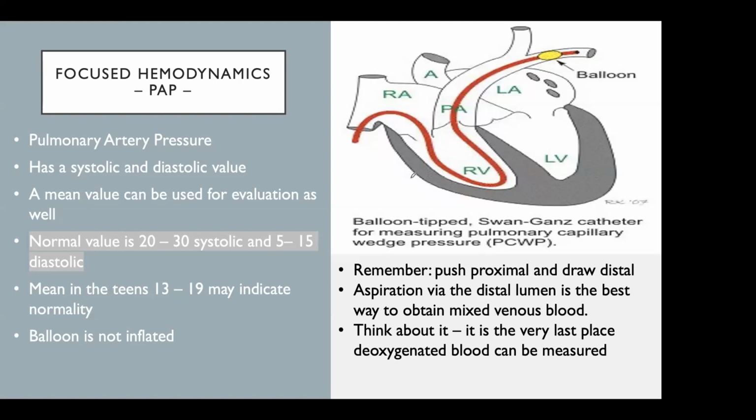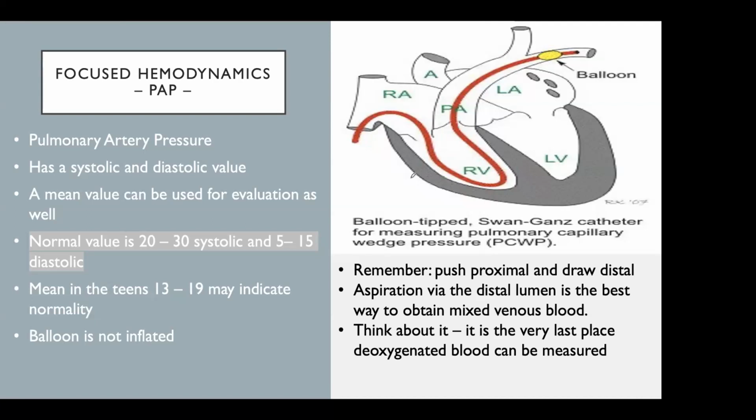As I stated earlier, the balloon is not inflated. And again, we're measuring that pressure running through, as we've seen before, the right ventricle and pulmonary artery, very close in pressure. We're seeing that pressure go through that pulmonary artery, right? And again, it has a systolic and diastolic, so we may have hypertension or hypotension of the pulmonary artery. Our normal value is going to be 20 to 30 systolic, 5 to 15 diastolic, and we can calculate that again and get our means.